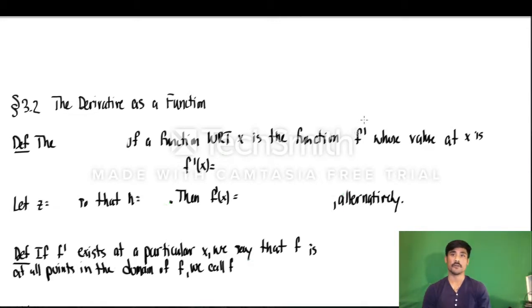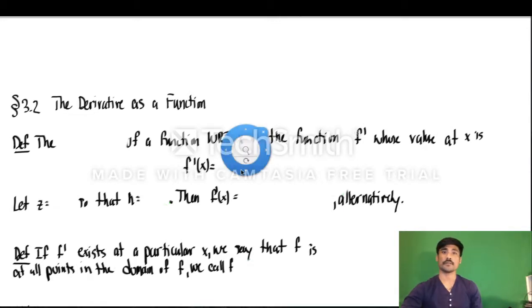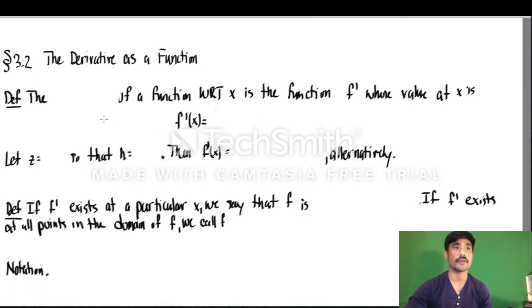So our first vocabulary word: the derivative of a function with respect to x is the function f prime, whose value at x is written f prime of x, and you guessed it, it's going to be the limit of the difference quotient.